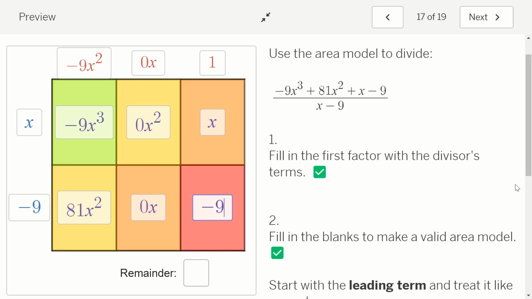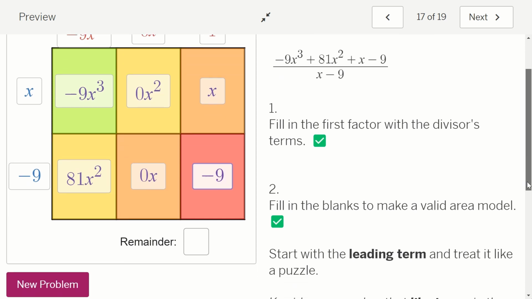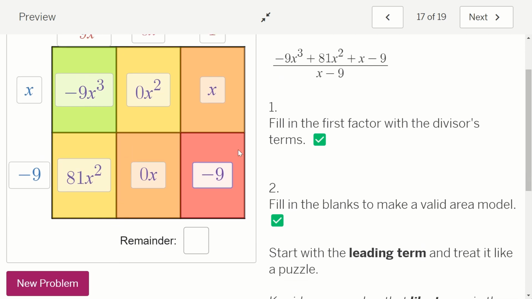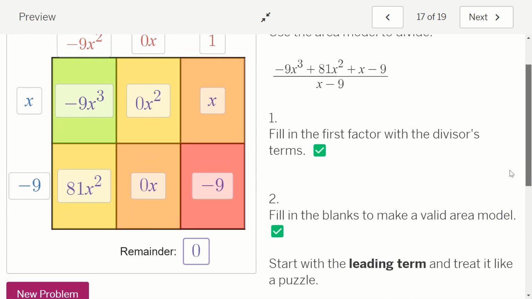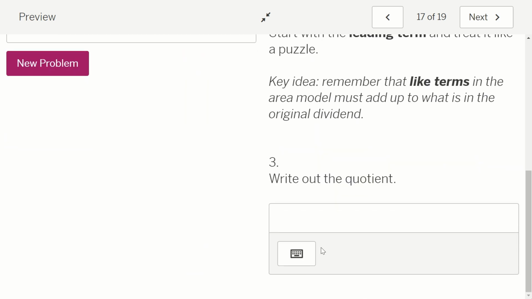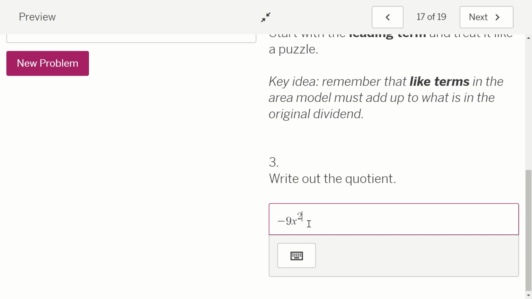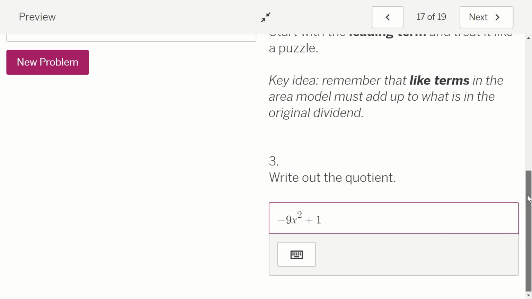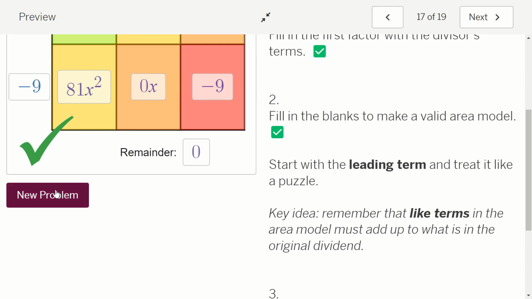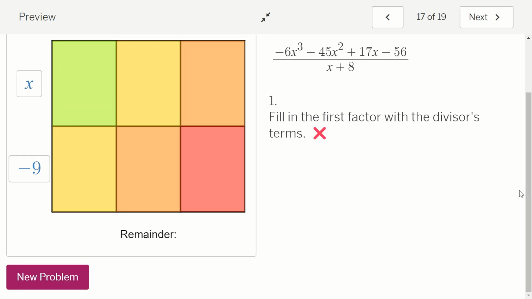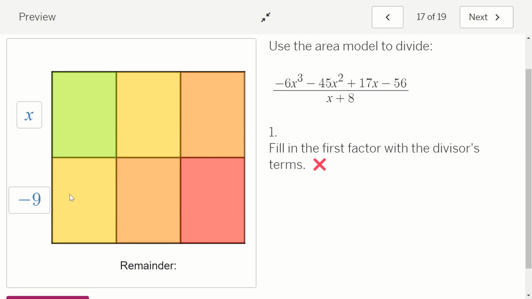And because in this particular case, the negative 9 number here matched what I had, my remainder is 0. Okay, and then I can write out the quotient, which in this case is negative 9x squared plus 1. All right, so I wrote out the quotient. And then you can set it for a new problem, which is now marking wrong. That's hilarious.